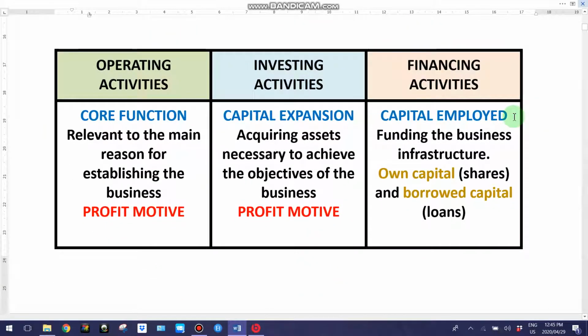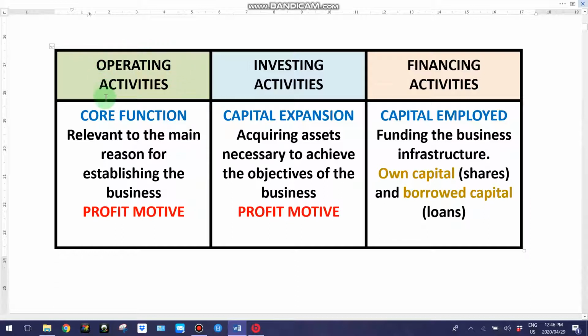So operating activities would focus on the day-to-day running activities of the business. What do we do on an ongoing routine basis in the business? So this would focus on the core function of the business. We know the business has been set up to make a profit. That's the main intention of opening any business. We have a profit motive, and in trying to achieve this objective, there are various activities that we will do during the financial year, month by month, routine activities, and that would constitute the operating activities of the business.